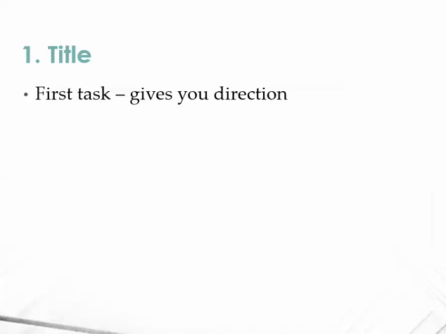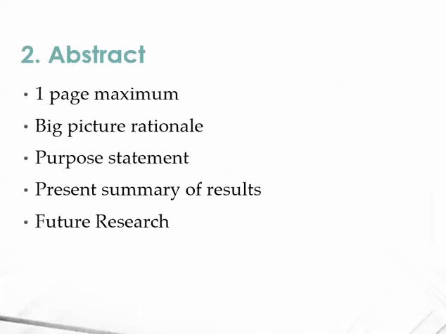Once you've decided on a topic, done a little bit of searching around, and found a focus, it's really important to develop a title. That actually will bring you focus when you're looking at articles and developing your project. The abstract is about a page, no longer. It provides a sentence or two on the big picture rationale, why this review of the literature needs to be done, provides a purpose statement, which is a review of the literature, presents a summary of key results, and then provides a few sentences about future research.